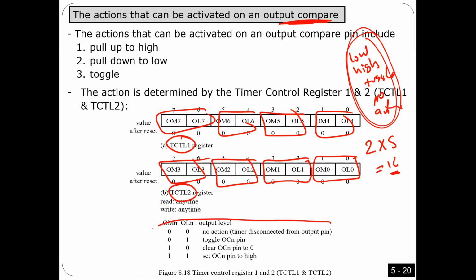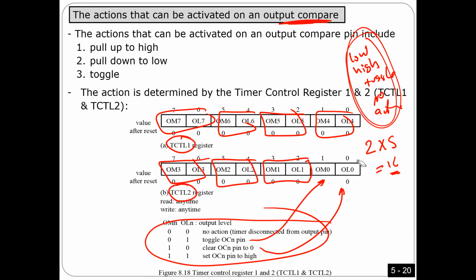All what you have to do, guys, you have to write one of these values. For example, if I'm using channel 0, make it very easy. I'm going to use channel 0. Okay. So what do you want? If after a certain time I want to toggle the pin, all what you have to do is just put 0, 1 here. That's it. Or if you want to clear, if you want to make the pin 0, I have to put here 1, 0, and so on. Or you put 1, 1. Any questions? Okay.